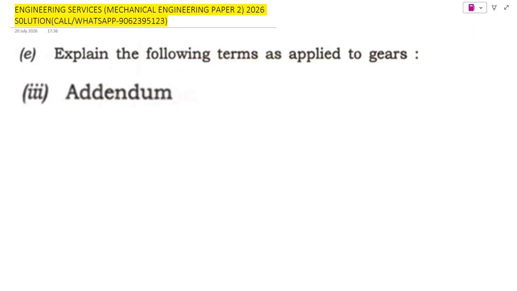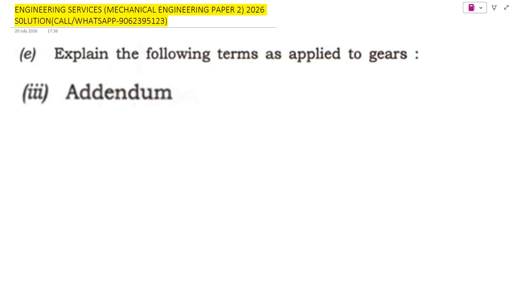Now, add means what? Above. Since the word addendum starts with add, think of above the pitch circle. This memory trick is enough to recall the definition even in the examination. Now let us understand the engineering definition. Addendum is the radial distance between the pitch circle and the addendum circle, or the top of the tooth. In simple language, it is the portion of the tooth that lies outside the pitch circle.